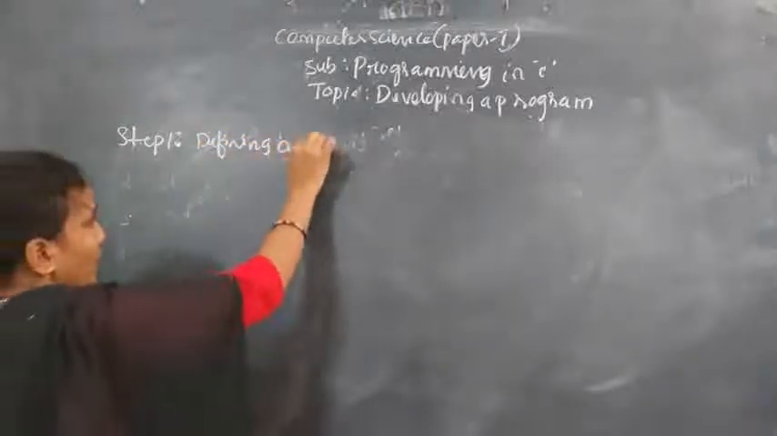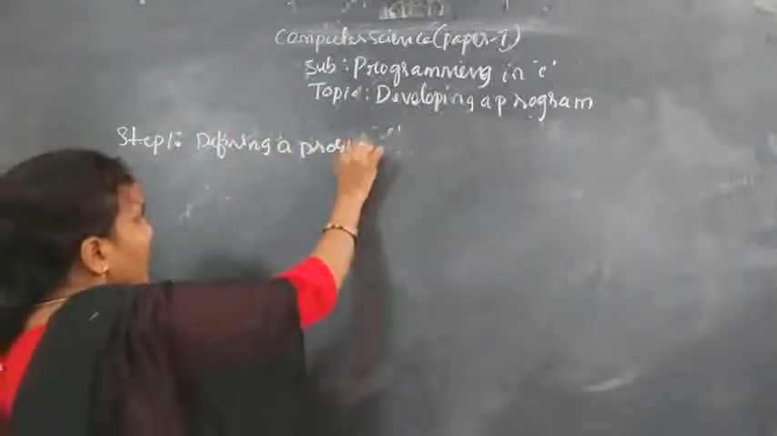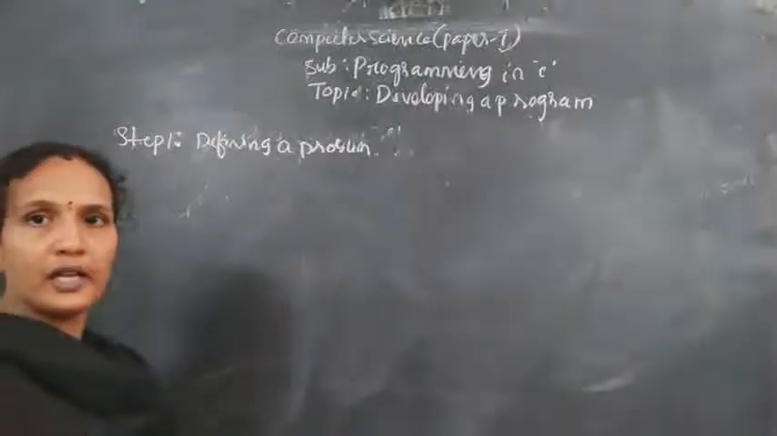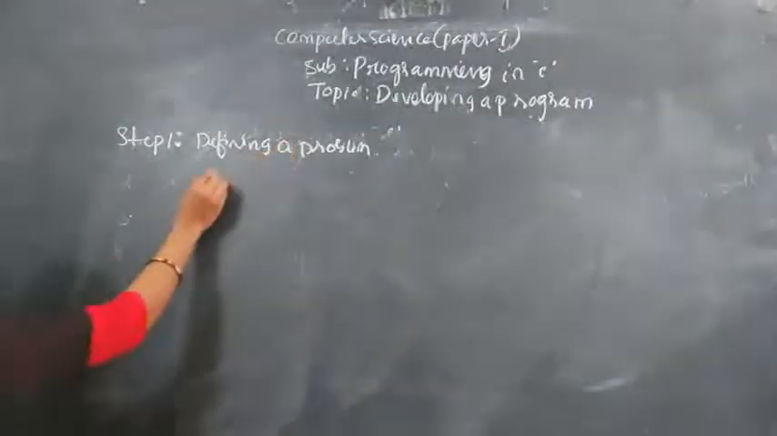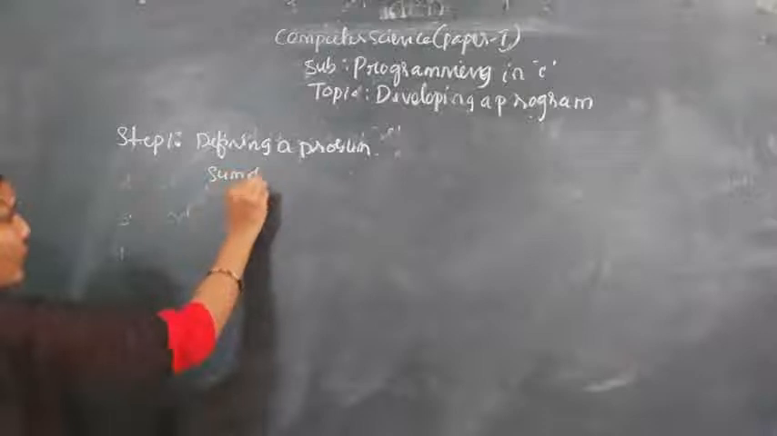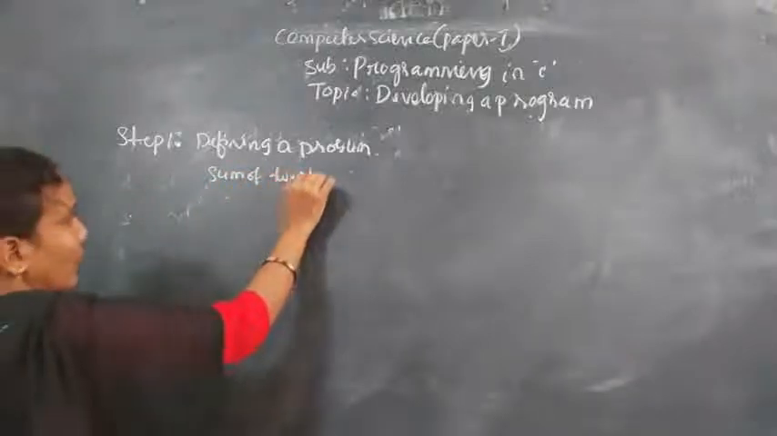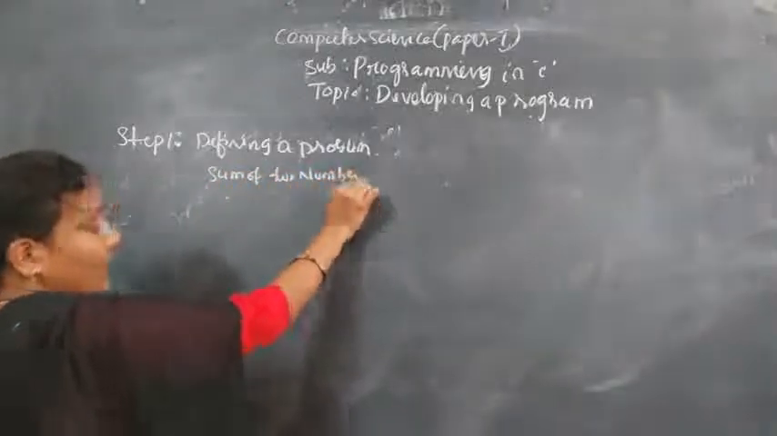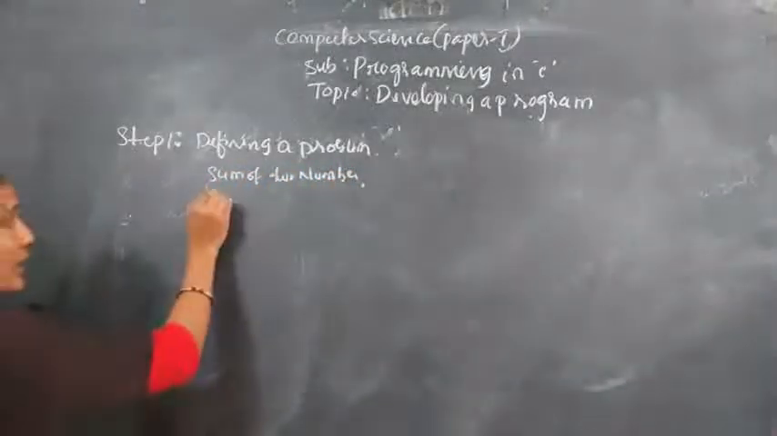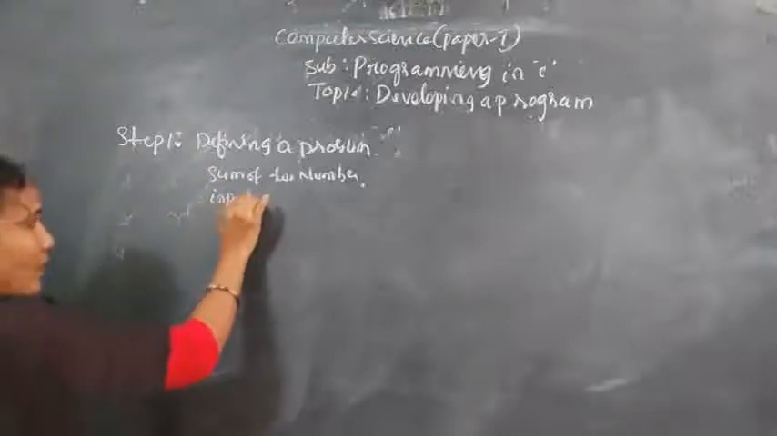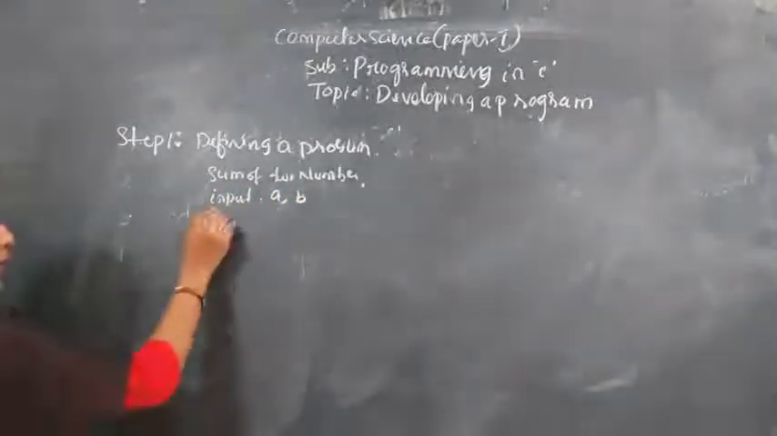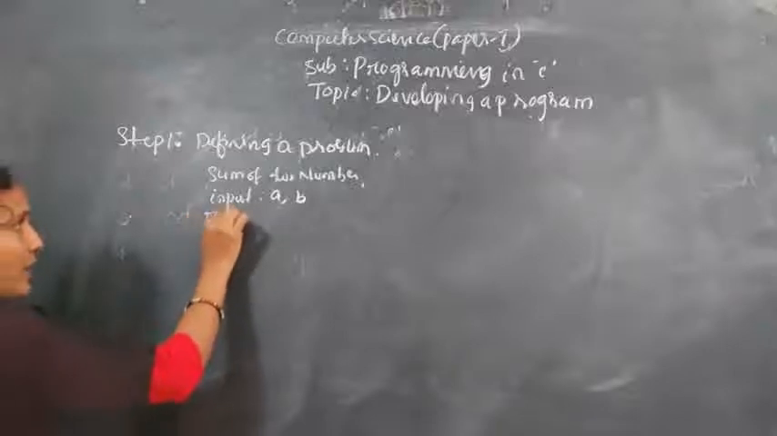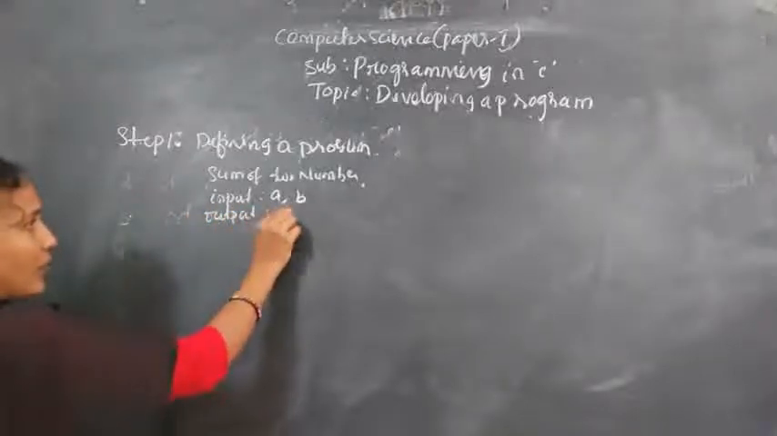Define the problem. So here, what I said is, for what purpose you are writing a program, that you need to give here. Okay. So here I want the sum of 2 numbers. Sum of 2 numbers. And the available input is A, B. Now the expected output, what are you expecting? C equals A plus B.